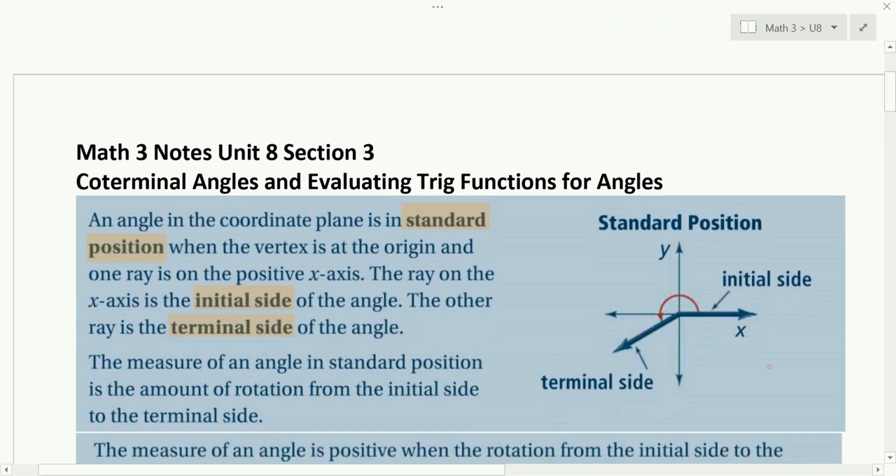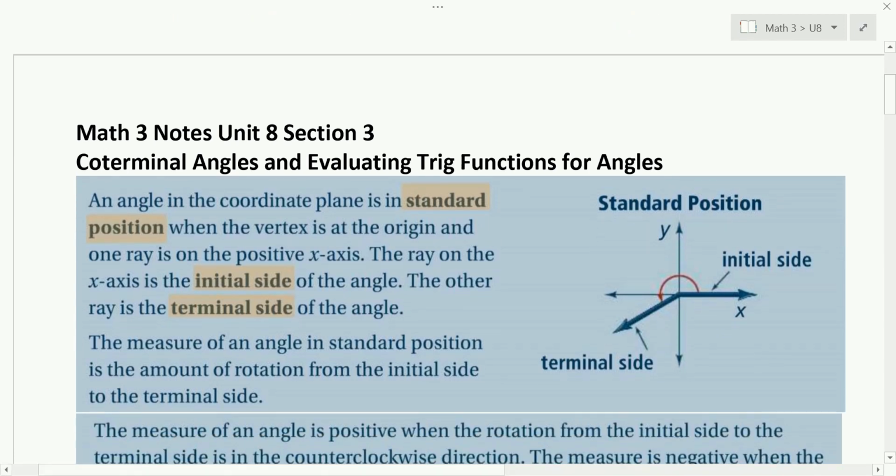Just to review some of the key things we talked about yesterday, we talked about the standard position of an angle. And we said that the vertex of that angle is always going to be at the origin at 0, 0. One ray is going to be on the positive x-axis. That's your starting point. That's 0 degrees. And that's called the initial side. And then the other ray is the terminal side. That's where the terminal, meaning where it stops. Okay, and that's where your angle is pointed at.